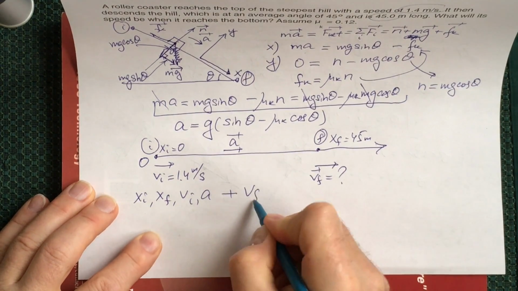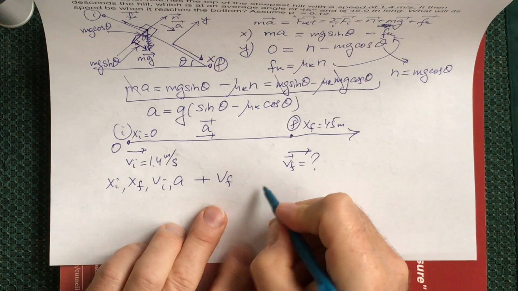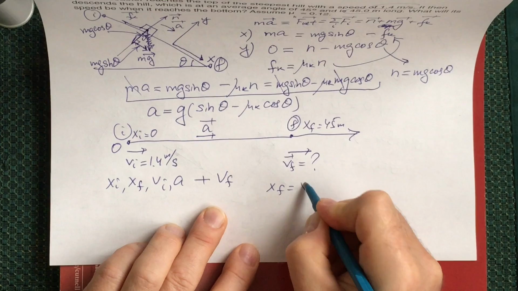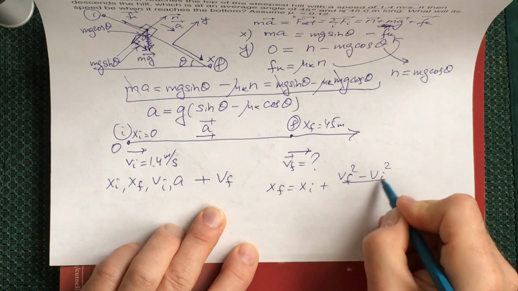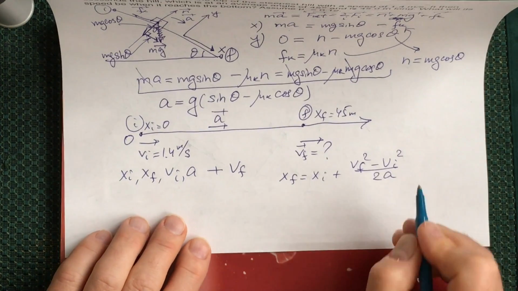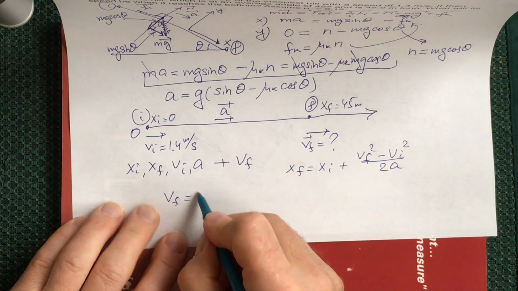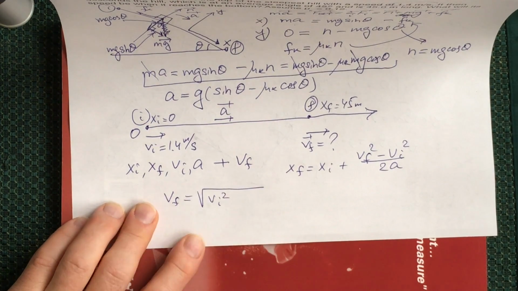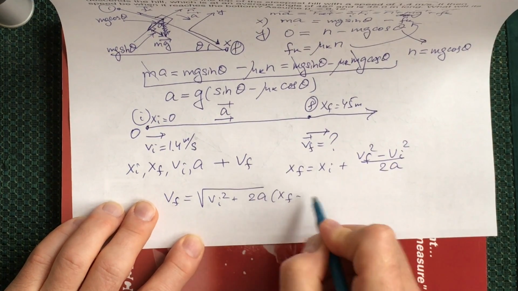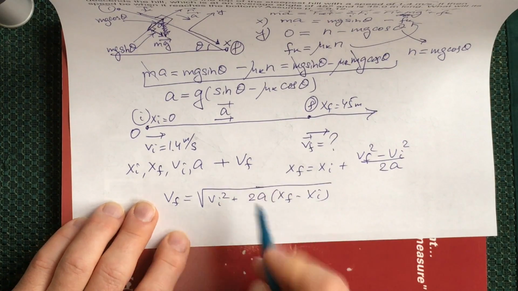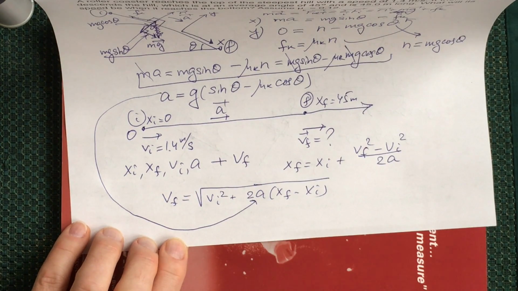We are looking for v final. The kinematical equation which connects all of these quantities is x final equals x initial plus v final squared minus v initial squared, divided by 2a. So from this equation you can find your v final. V final would be equal to the square root of v initial squared plus 2a times x final minus x initial. Do not forget to calculate a and plug it into this equation, and you will be able to solve the problem completely.